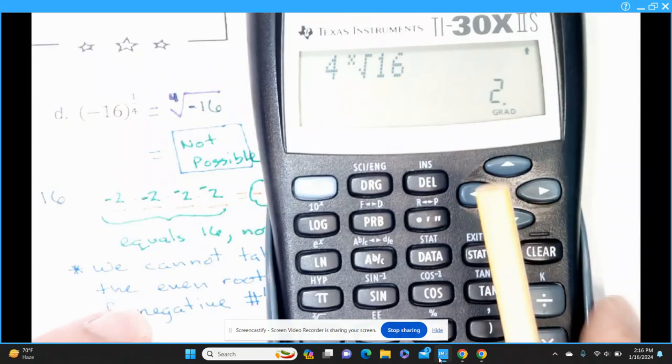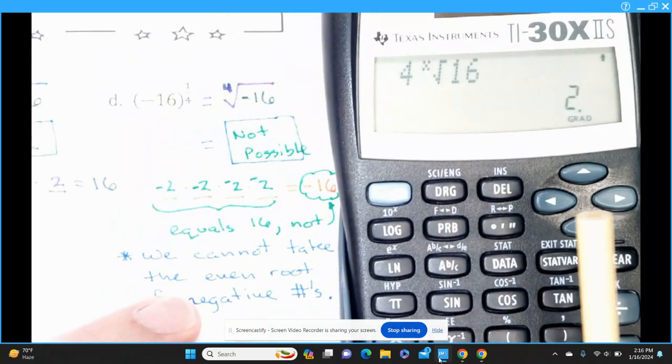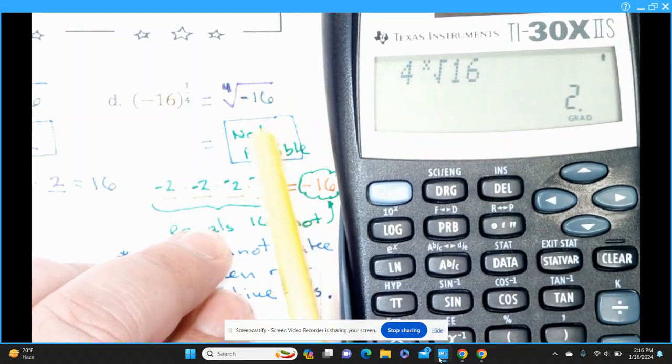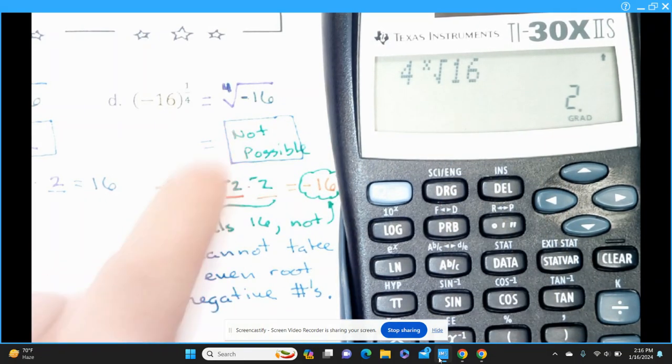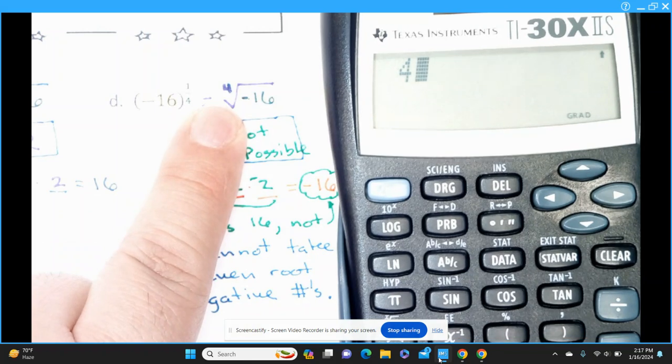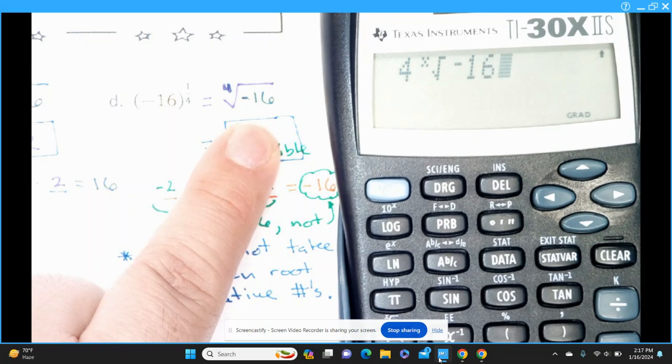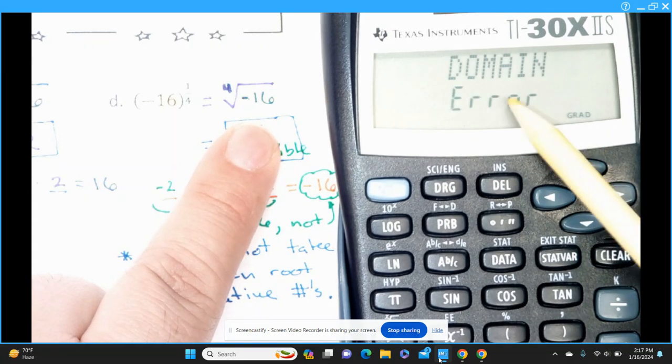And then, of course, we had this one. Now, I want you to see what the calculator says for this one, just so that when you see this message on the calculator, you know you should have said, oh, not possible. All right, here we go. Fourth root. So 4, second power button, and then negative, not minus, -16. And when you hit enter, look at that.